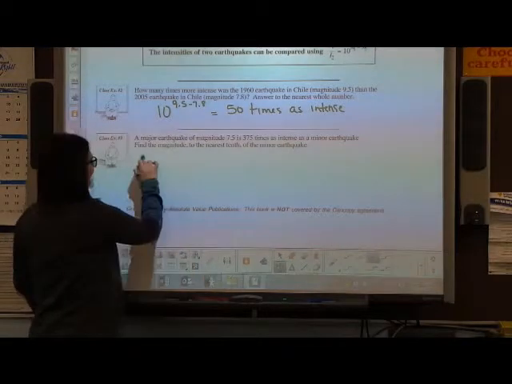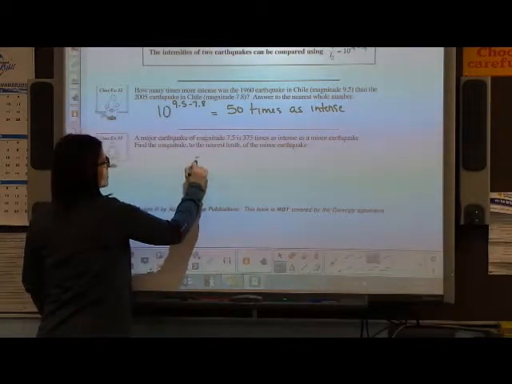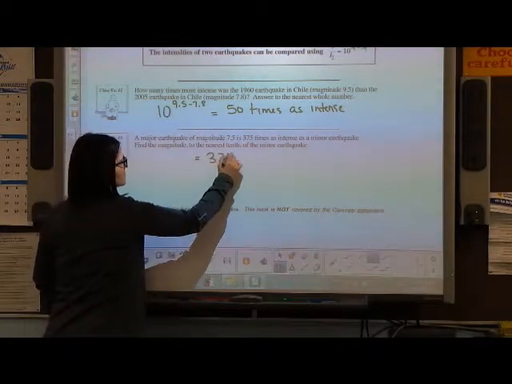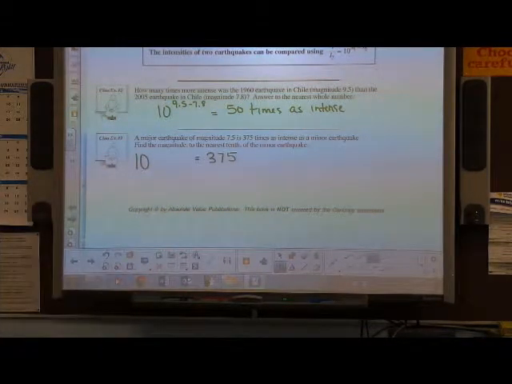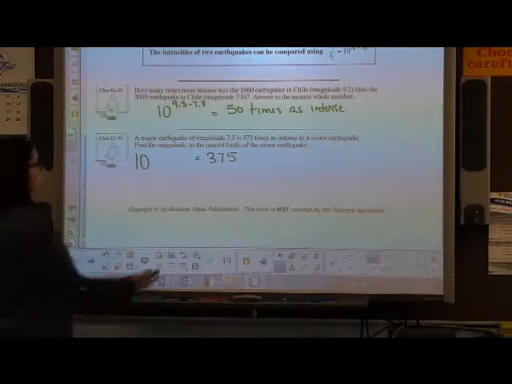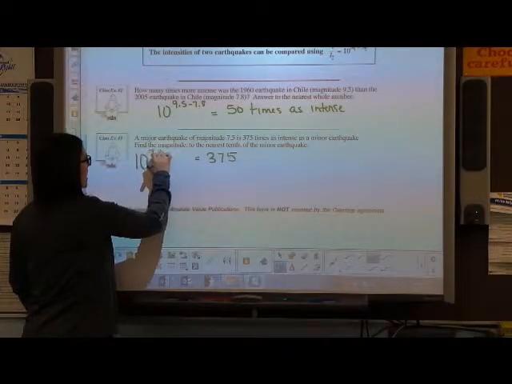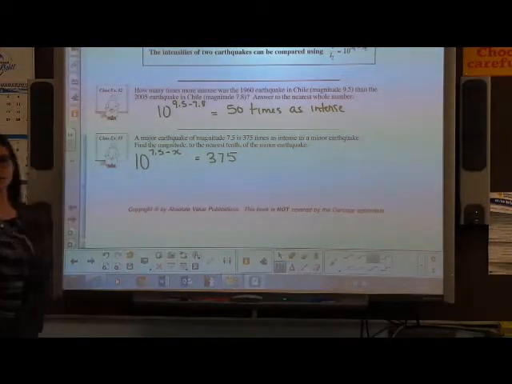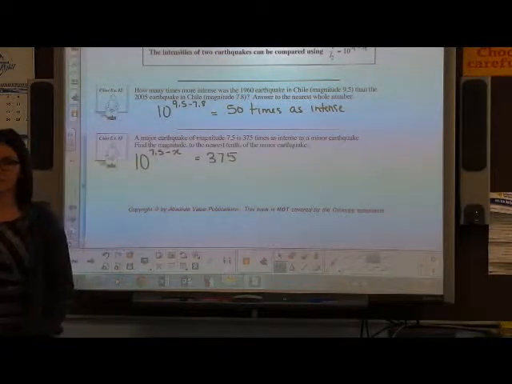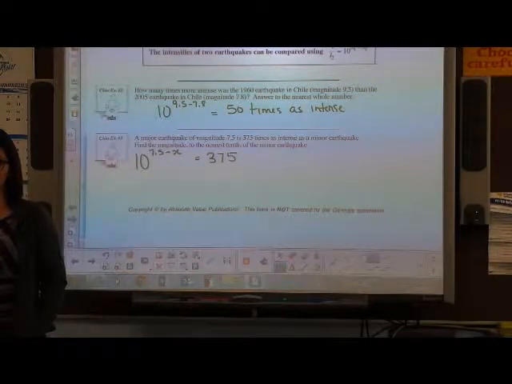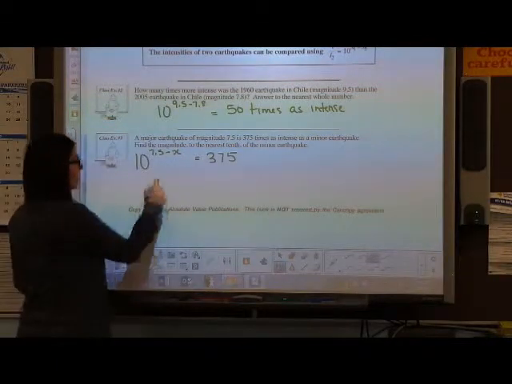So the intensity is the 375. And this becomes 10 to the power of the major minus the minor. The major being 7.5 and the minor we'll call x. So how would I solve for x? How would I pull that exponent down? Put it into a logarithm.